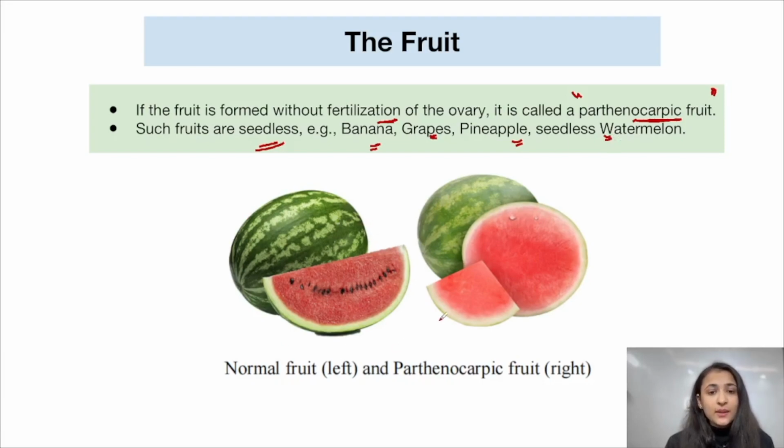As you can see in this image, this is a normal watermelon fruit which contains seeds. Fertilized ovules are there which convert into seeds. But here, since the ovules have not been fertilized, they do not form seeds. That is why we can see seedless fruits like this. Seedless watermelon can be seen here because no ovule was fertilized. That is why no seeds have been formed in this case. So this is a parthenocarpic fruit and this is a normal fruit.